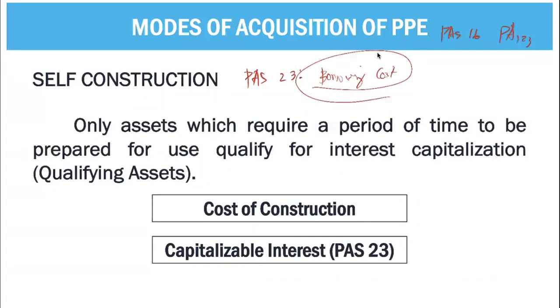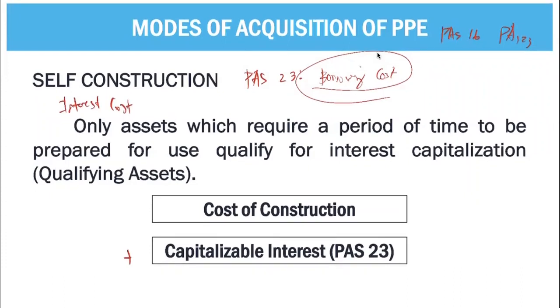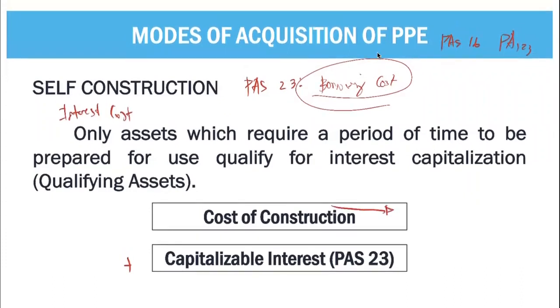So what is a self-construction of property, plant, and equipment? So this acquisition, aside from purchasing it outside, so instead of purchasing it outside, you create your own property, plant, and equipment. Self-construction. So in your self-construction, you incur interest costs. Generally, you incur these two costs: your cost of construction plus your capitalized interest. Your cost of construction is known as your direct material, direct labor, and your overhead. So whatever is the direct material, labor, and overhead incurred to create or construct the property, plant, and equipment is your cost of construction. We will mainly discuss what is a capitalizable interest under PAS 23, or known as your borrowing cost.